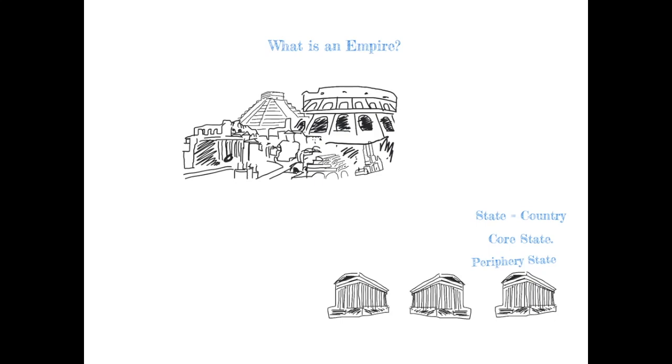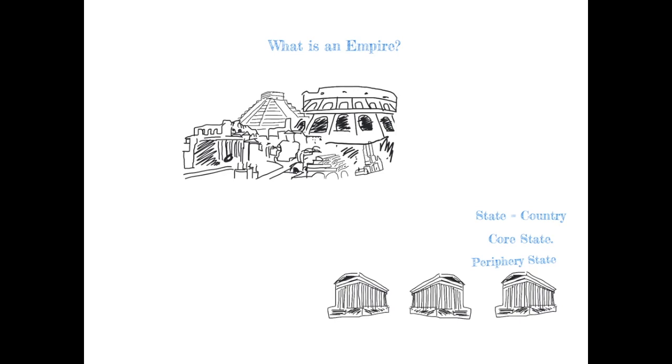Hello, everybody. Today we're going to discuss what is an empire. If you were to take a look in your textbook glossary or the dictionary and look up the term empire, you would probably find a definition that went something like this. An empire is a state that unites many territories and diverse peoples under one ruler or a government.